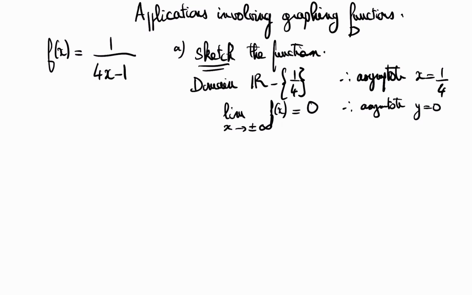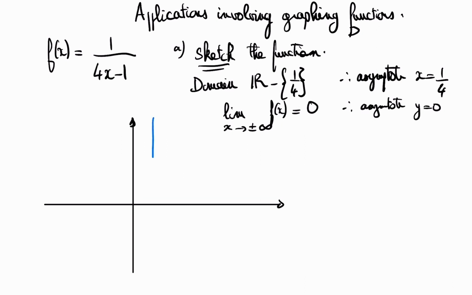So, okay. Here, 1/4, that's the asymptote, x equals 1/4. And so, yep, it's going to look like that. And then on the other side, something like that. Okay.